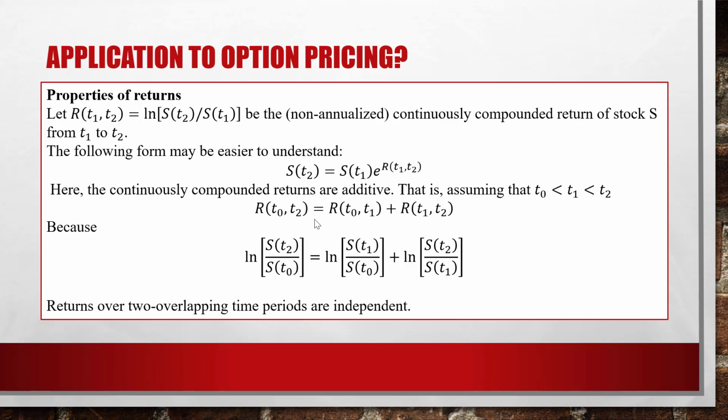Returns over two non-overlapping time periods are independent. For example, let's say T1 is a point between T0 and T2. The interval from T0 to T1 and the interval from T1 to T2 are non-overlapping. So the returns over these two time periods are independent. That's the main point, and this is one of the assumptions for the option pricing model.